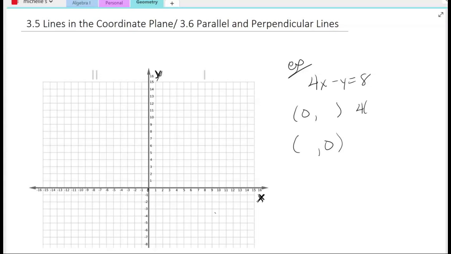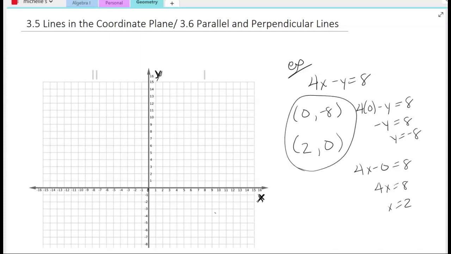So if we do that here, you're going to get minus y equals 8, so y has to be negative 8. And then if you substitute 0 for y, you're going to get 4x minus 0 equals 8, 4x equals 8, and x equals 2. Remember, you only need 2 points to be able to graph a line. So here we have it.